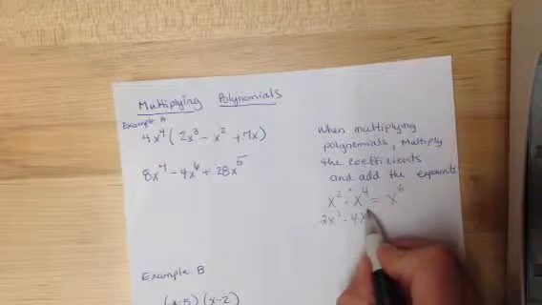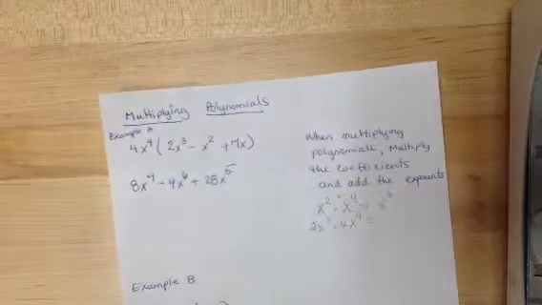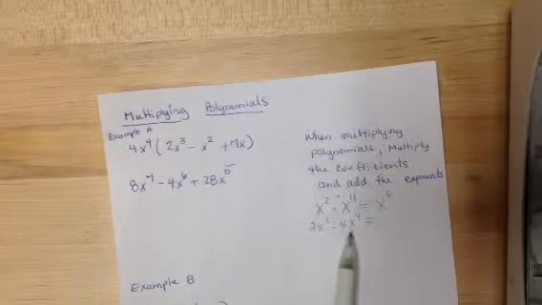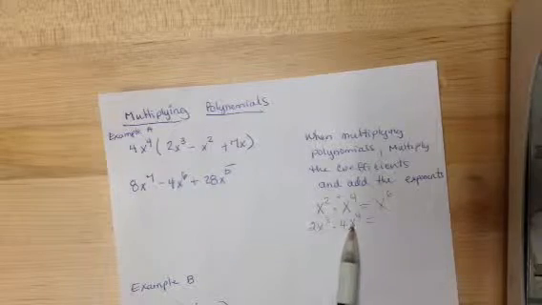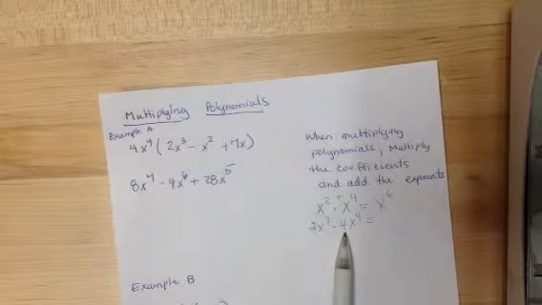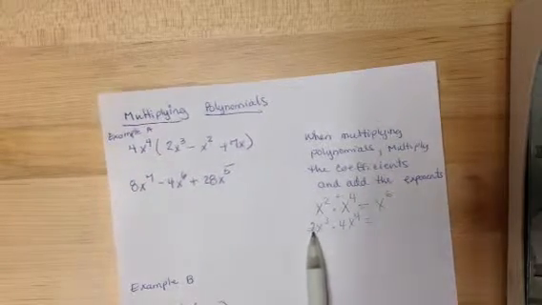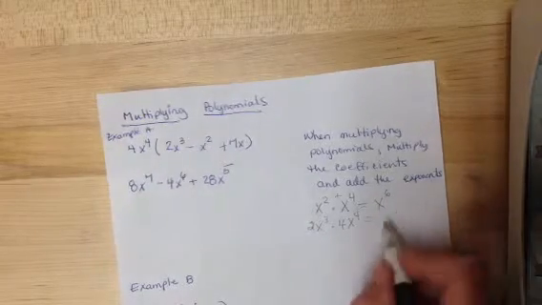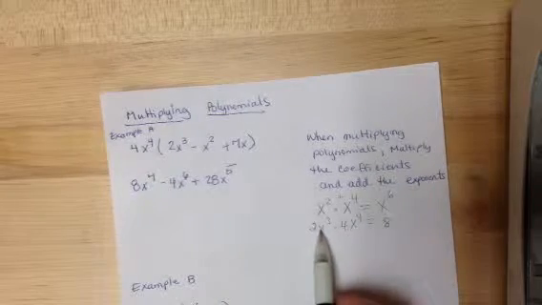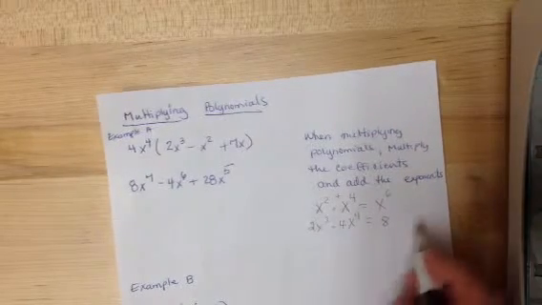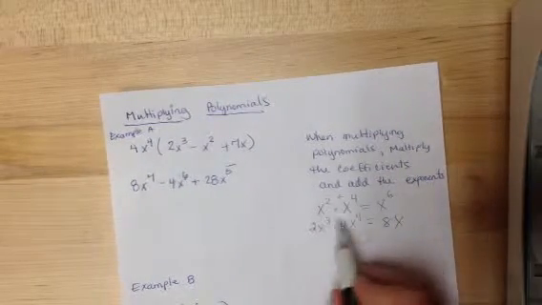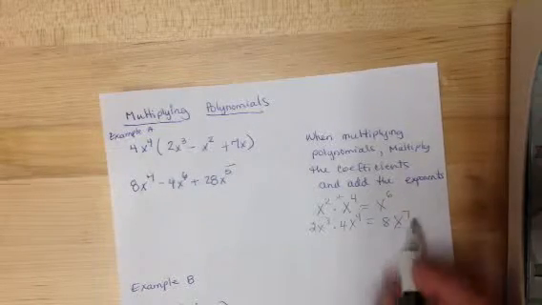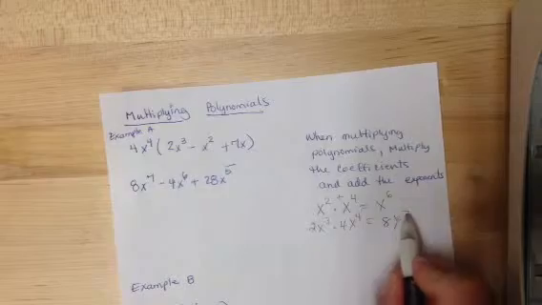4x to the fourth, in this case, this monomial has a coefficient of 2, and x to the fourth power has a coefficient of 4. Here you have to multiply the coefficients: 2 times 4 is 8. It's the same base, therefore we keep x, and 3 plus 4 is 7. So this expression is equivalent to 8x to the 7th power.